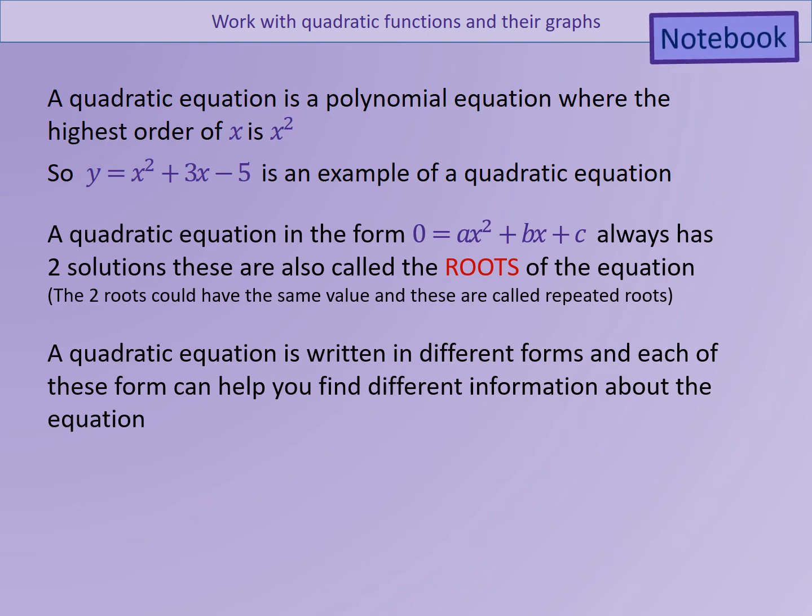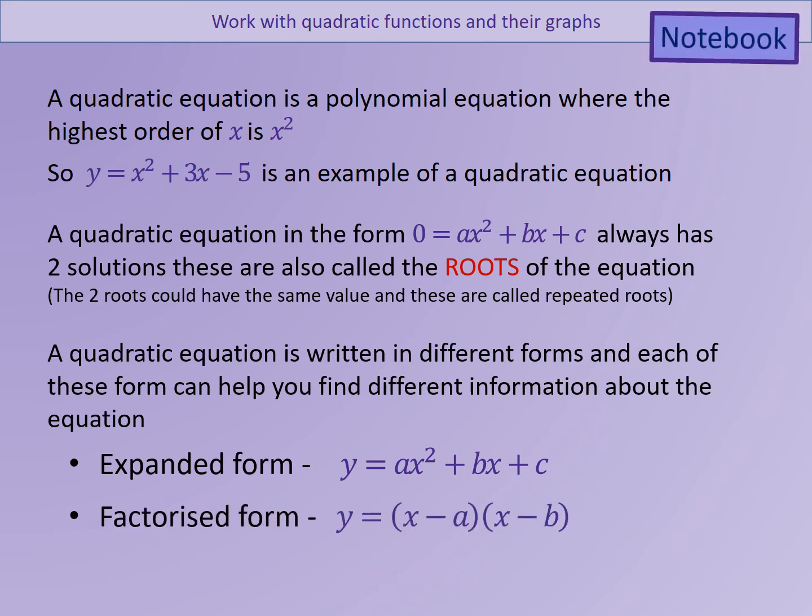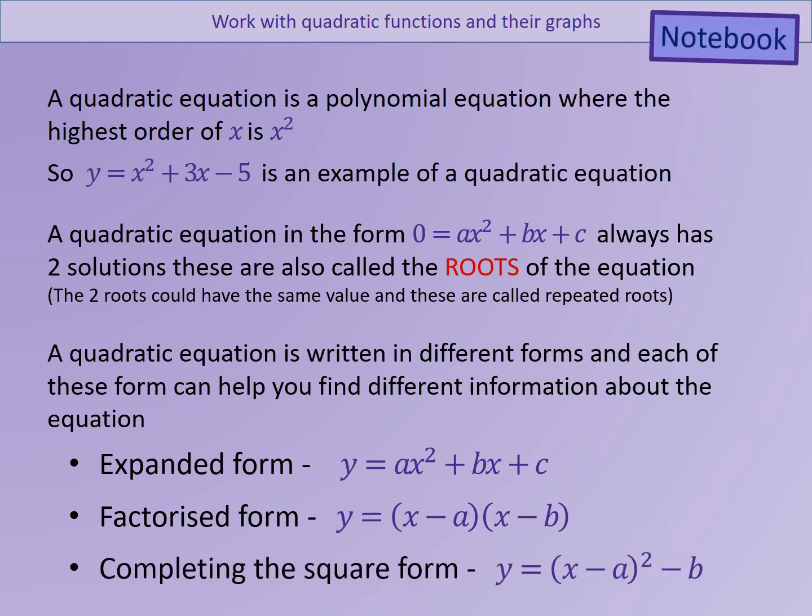A quadratic equation can be written in different forms, and each of these forms helps you find different information about the equation. So it's really helpful to know all of them. The first is expanded form, which is, as you can see there, the original equation. There's factorized form, which typically looks like that. And then finally, as we said earlier, completed square form would generally look like this. Each of those three versions tells us something different about the equation and also the graph of that equation.